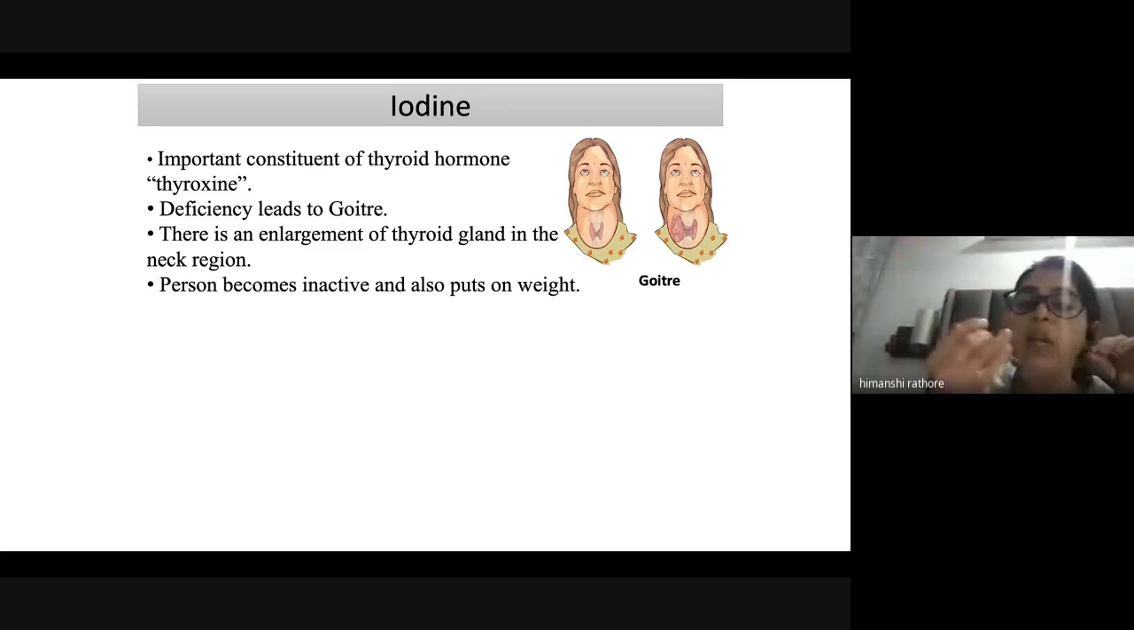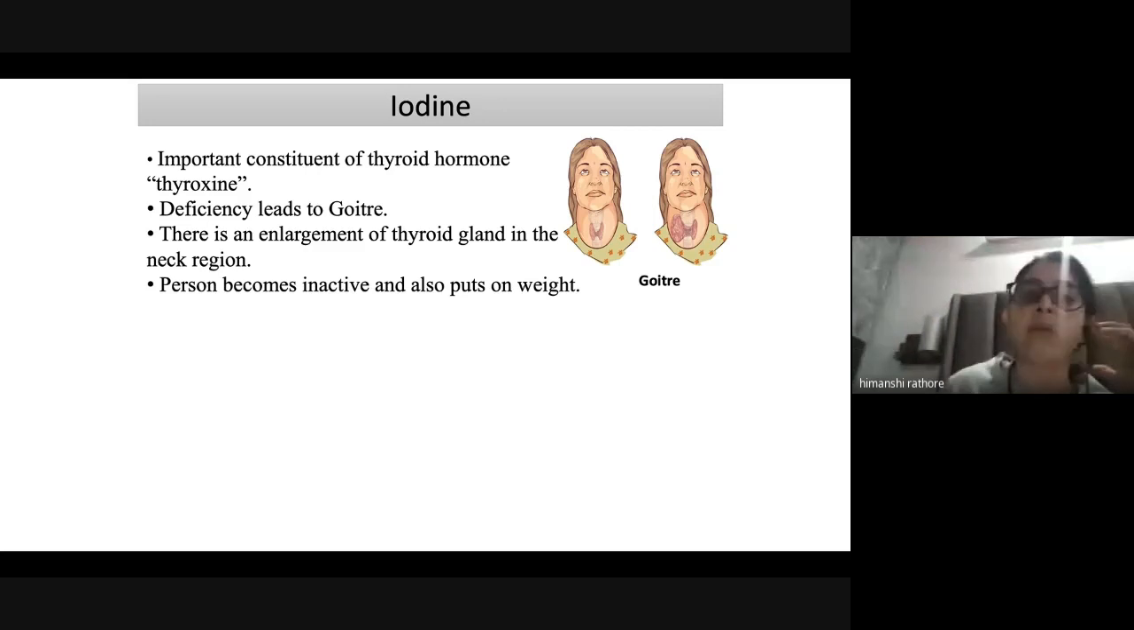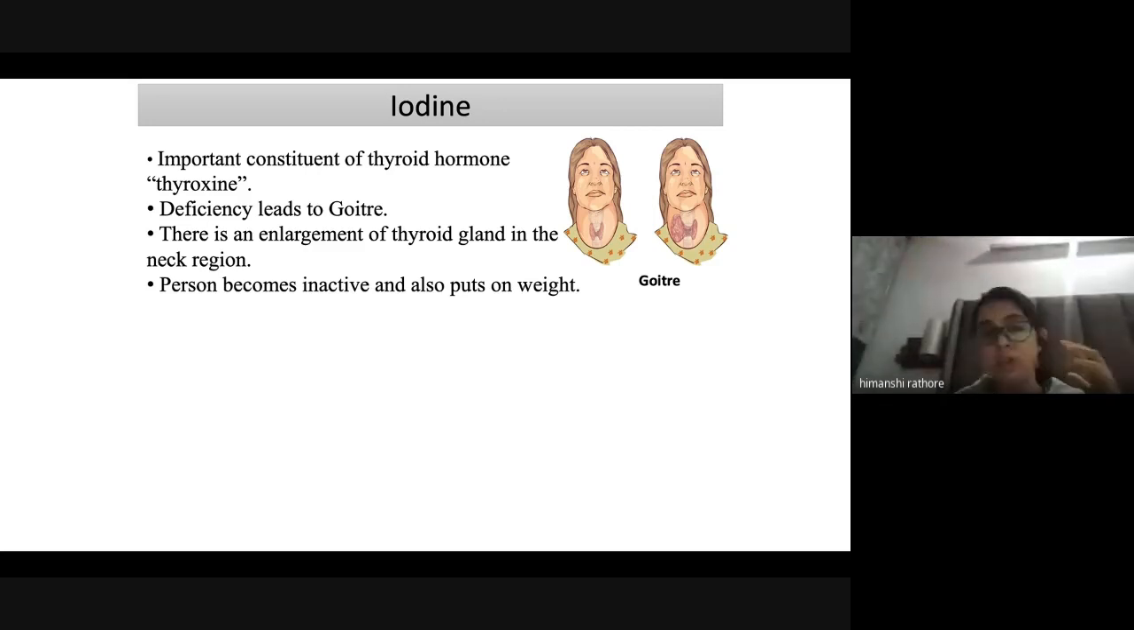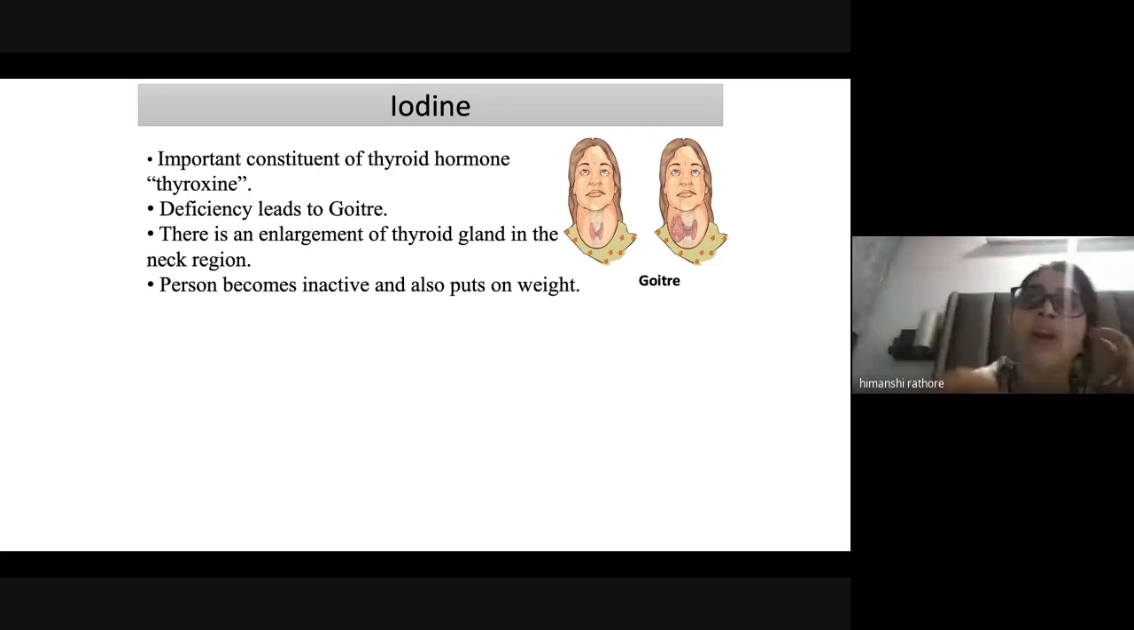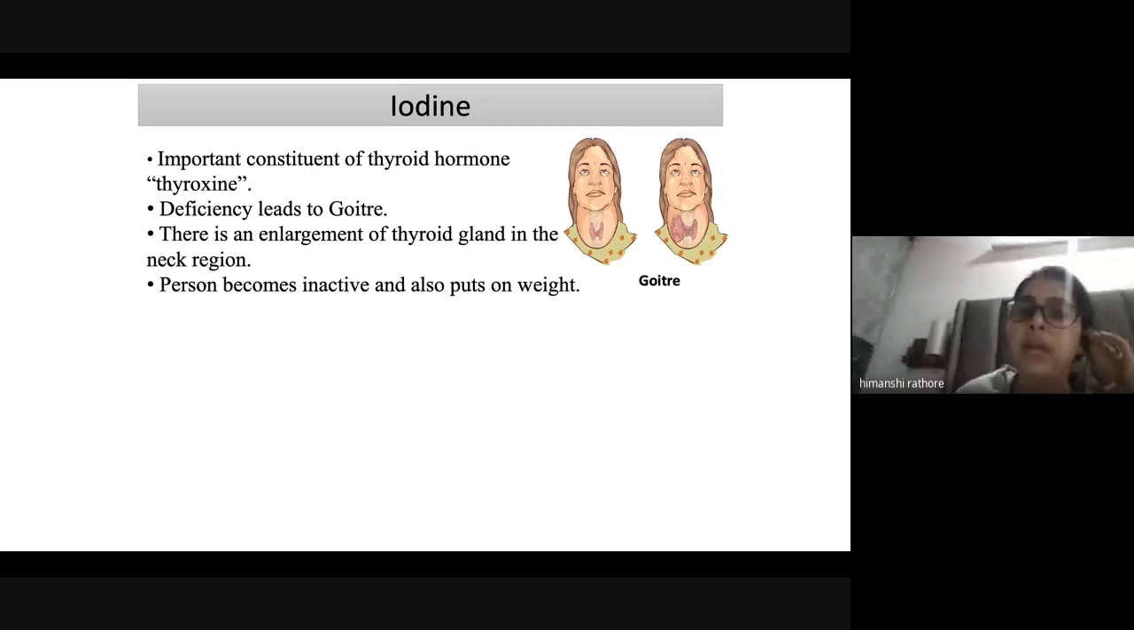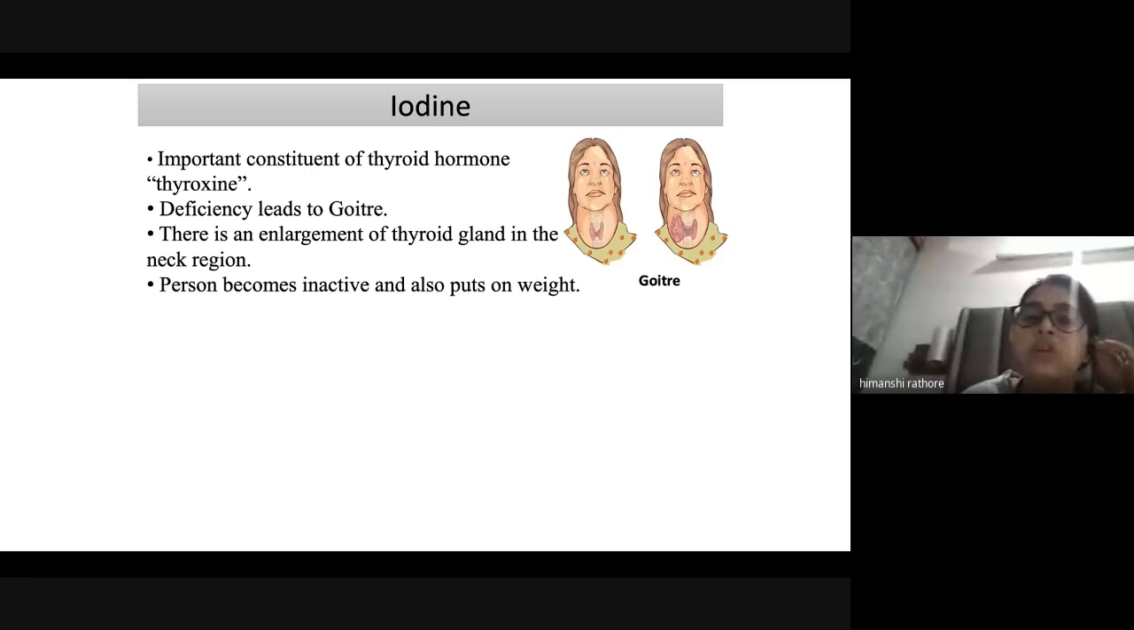Why does it happen? Because they don't have enough iodine, which leads to a deficiency, and the deficiency is called a goiter, which is mentioned in this slide. You can see below the picture it is written that the deficiency of iodine is called a goiter, in which the thyroid gland gets swollen, your neck region becomes enlarged, and it puts weight around your neck area.